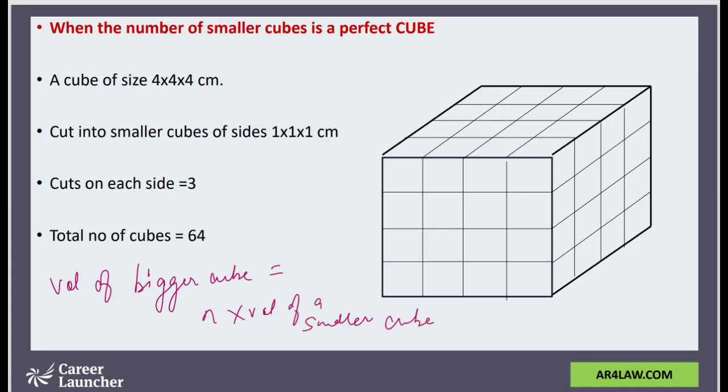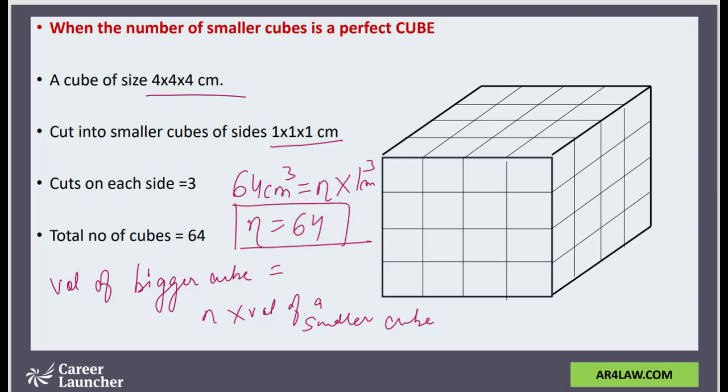So here we have taken a cube of side 4 centimeter. So the volume would be 64 centimeter cube. N would be the number of smaller cubes, and the volume of one smaller cube is 1 centimeter cube. So the number of cubes happens to be 64.